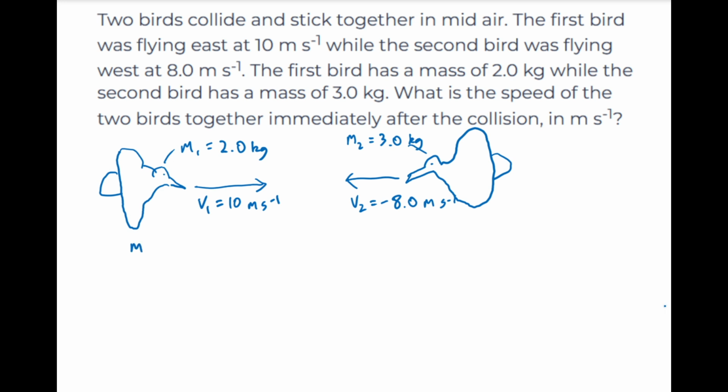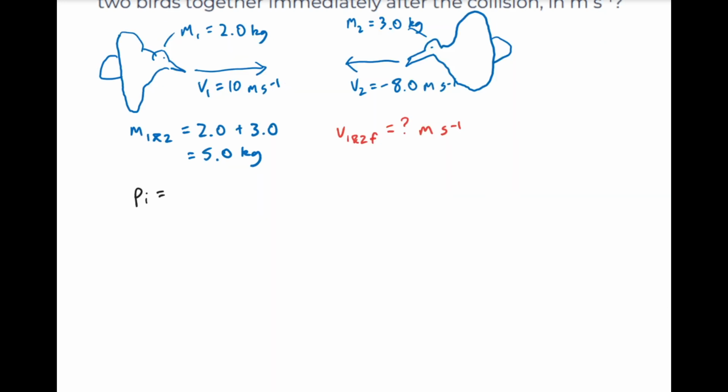The two birds form one mass after the collision, so we will say m1 and 2 equals 2.0 plus 3.0, which equals 5.0 kilograms. We want to find the speed of the two birds together, so v1 and 2f equals question mark in meters per second. We can use the same equation as the last problem. Initial momentum equals final momentum, and then we just need to rearrange for v1 and 2f.